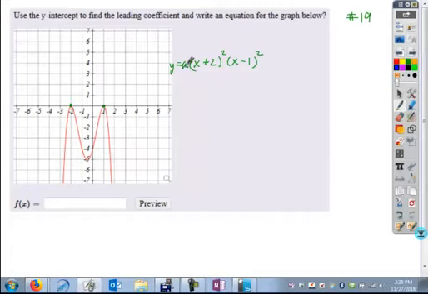Well, in order to find what a is, what you then need to do is locate a point where you can see where it intersects on your graph, on the grid line. So I have this point right here, 0, negative 4. So that's the point I'm going to use. And I'm going to plug in a 0 for x, and I'm going to plug in the corresponding negative 4 for y. And then I'm going to solve for a.